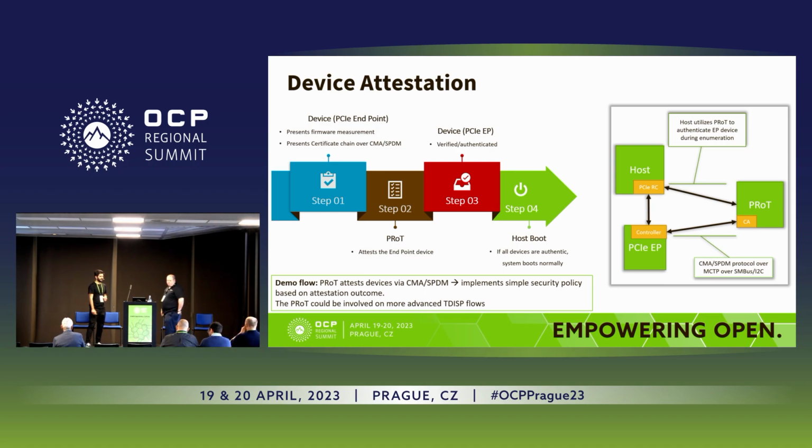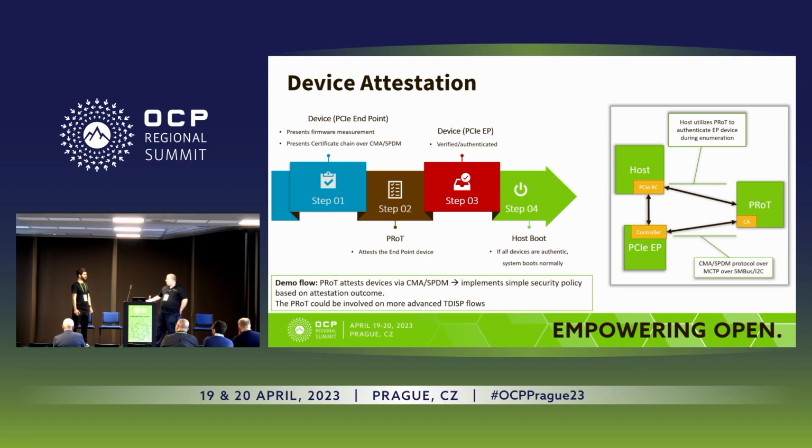So if we start talking about the demo, at the bottom there you can see the PRoT is going to attest the devices. It's going to do a component measurement and authentication. We utilize SPDM, or Security Protocol and Data Model, to do a lot of this. We've got some details on it on the next slide. We'll go through that. And at the end of it, based upon either the authentication or failure of the device, we're going to apply a security policy. The security policy we're using in the demo is very basic, but you can then expand it to much more advanced security policies depending upon your needs. Also, just as a note there at the bottom, the PRoT could be involved in more advanced TDISP flows.